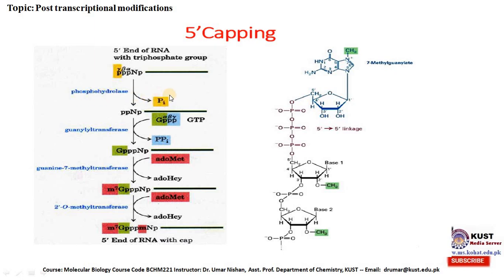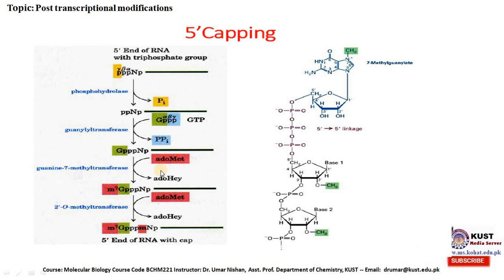Phosphohydrolase enzyme will remove one of the phosphates, and now we are left with this nucleotide having 2 phosphates. After this, with the help of guanylyl transferase, this nucleotide, 7-methyl guanylate, will come here. The 2 PPi will be removed, and the phosphate group is attached here. You can see now, along with one of its phosphates.